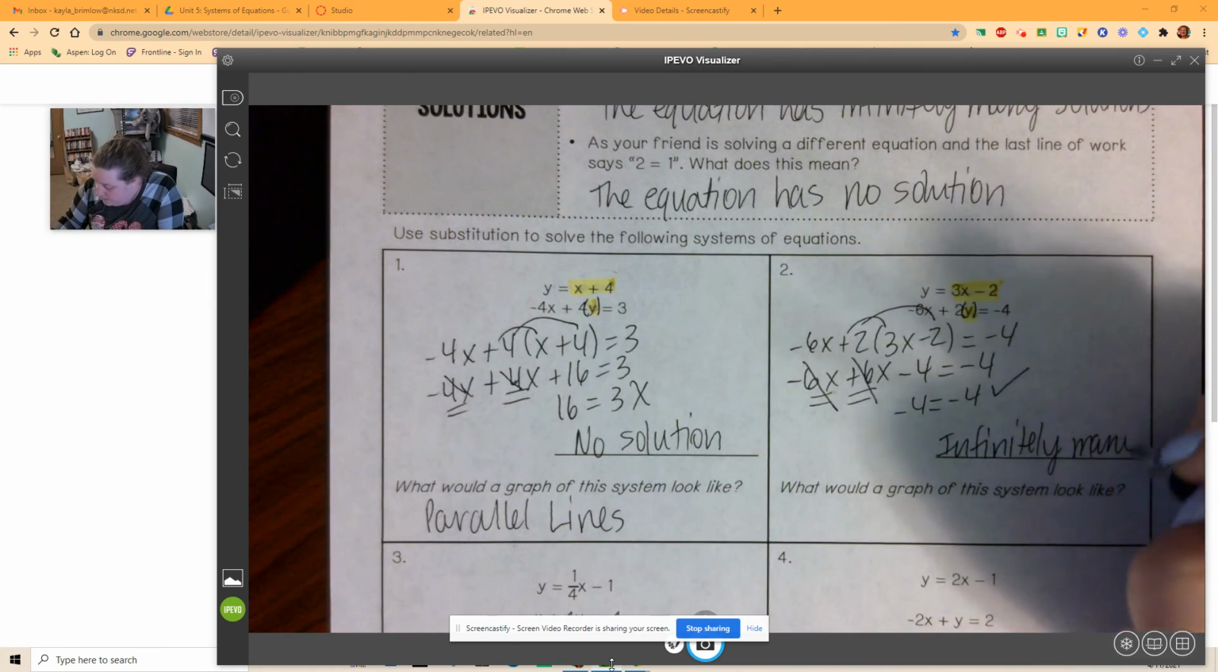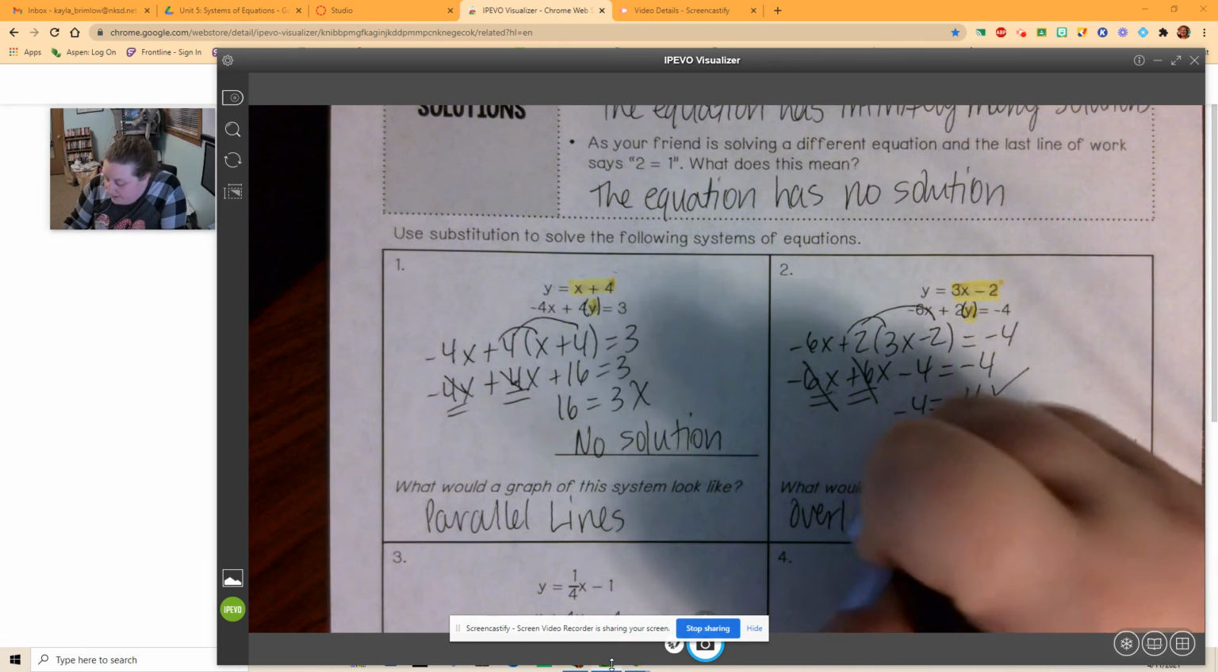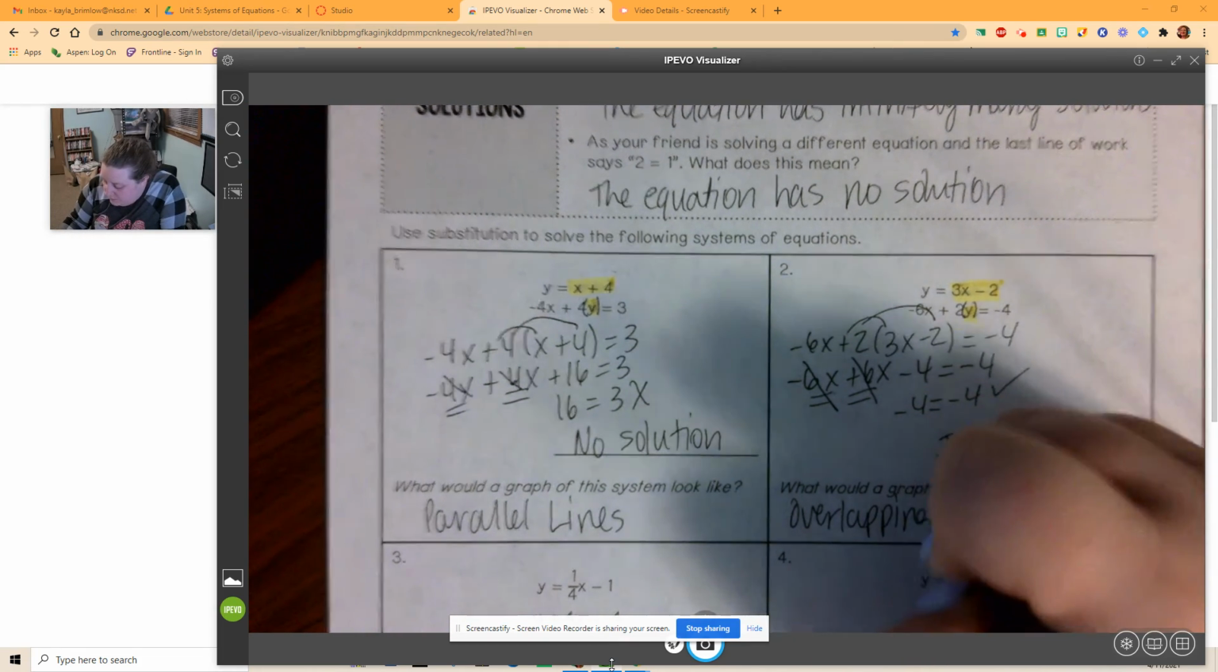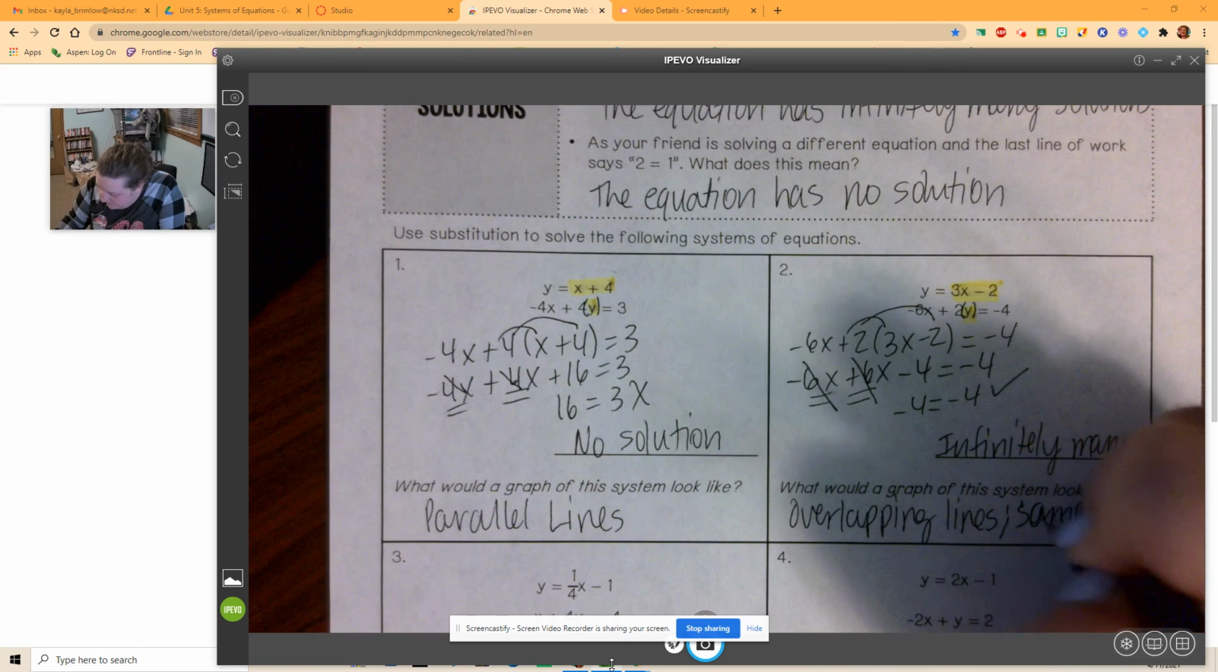Okay. And if I was to graph this, it would be overlapping lines. So it would end up looking like, or being, the same line.